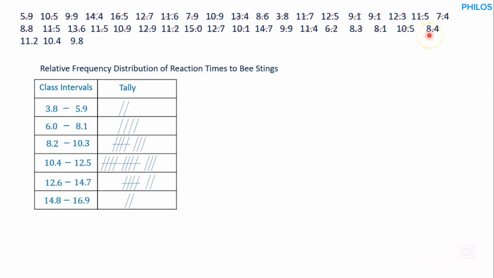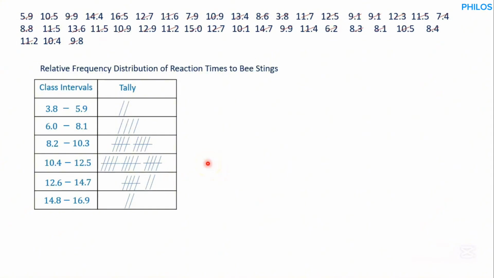Then 8.4 will be in the third class. Then 11.2 will be in this class. Okay, that's the fourth class. Then 10.4 will be in the fourth class. That's the fifth one of this series. Okay, so we cross with it. Then 9.8 will be in this class also, and will be the fifth one of this series. Okay, so we cross with it.